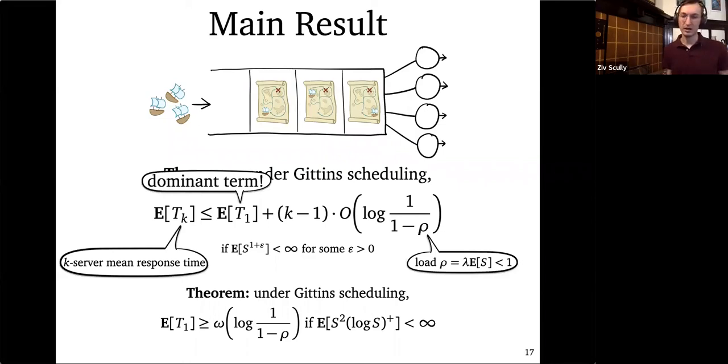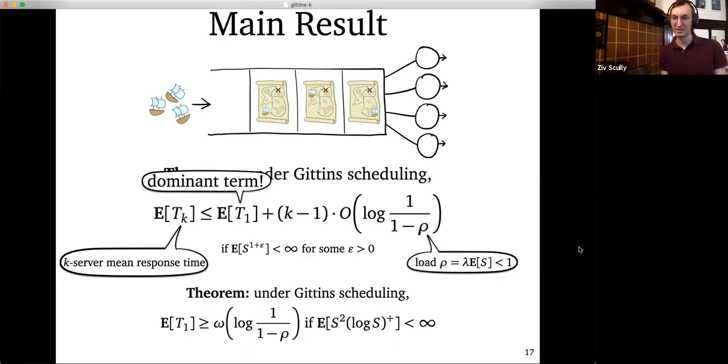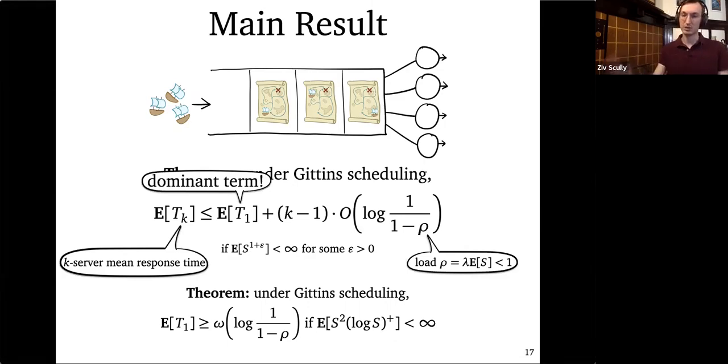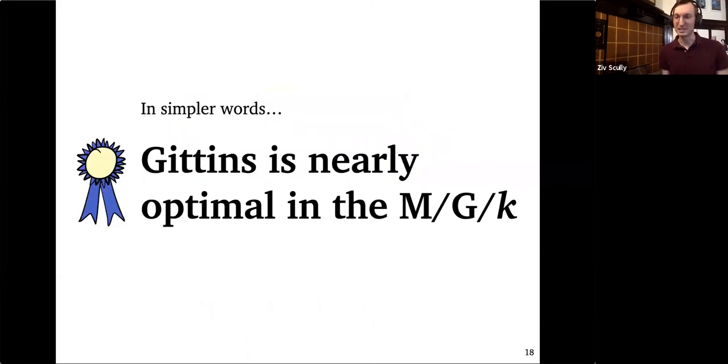The last thing I want to mention about this result is that we have a condition on the job size distribution, S having some finite moment greater than 1, or S being roughly finite variance. But nowhere have I mentioned anything about the Markov process. It turns out that these results apply no matter what the underlying Markov process is. All we care about is the overall job size distribution. The main takeaway of this result is that because E[T_1] is the dominant term, Gittins is nearly optimal in the M/G/k, in the k server system.